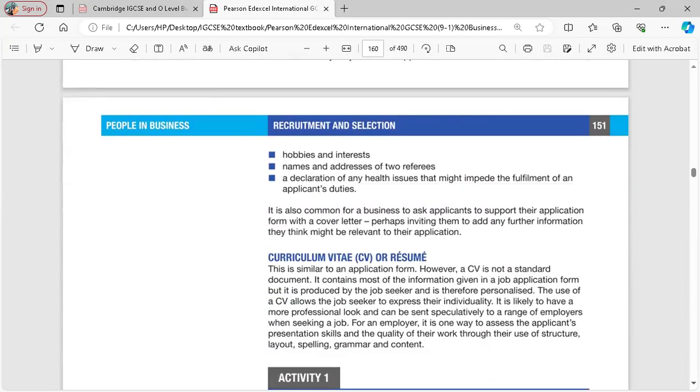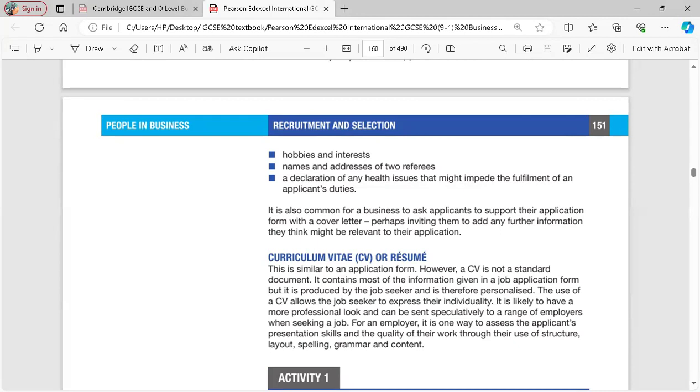Hobbies and interests, what you like doing and what are those things that suit you, that you really want to do. Names and addresses of 2 referees. So those people that can recommend you, saying he's a good person, he has worked with us before. You need to put names and addresses of them, at least 2. A declaration of any health issues that might impede the fulfillment of an applicant's duties. Your health certificate should be there to know if you are healthy or not.